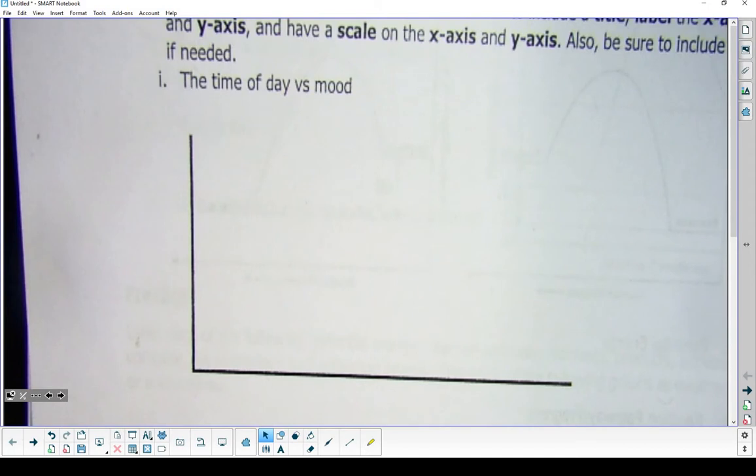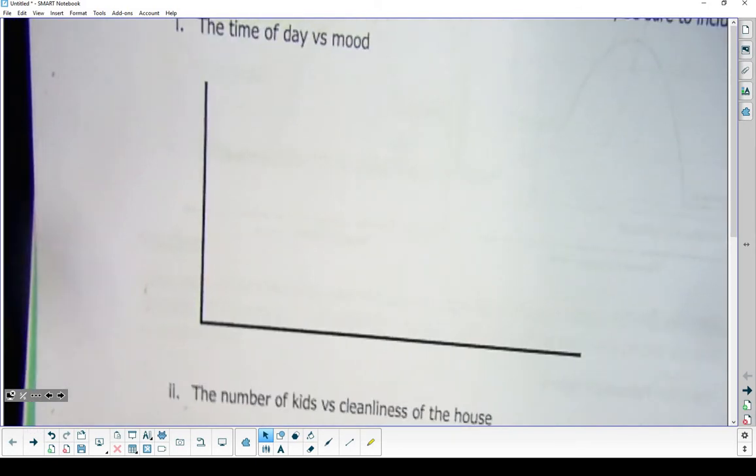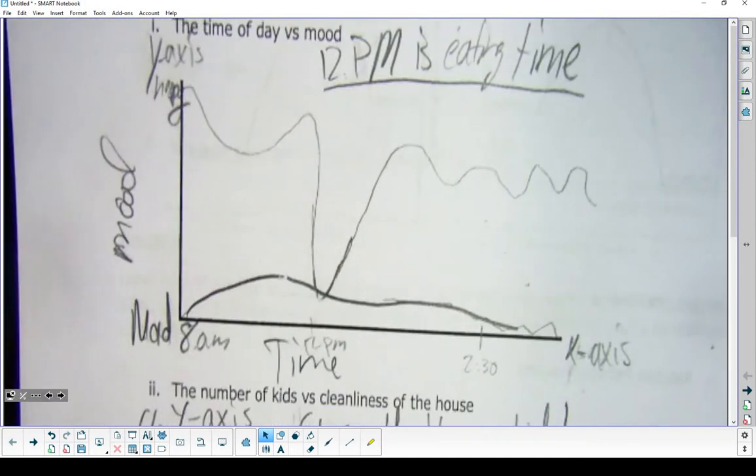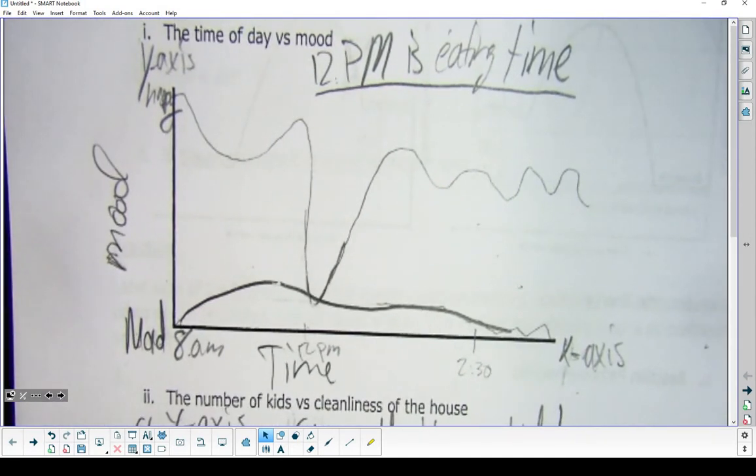Let's see. Omar, come share your graph, your first one. Just come bring it up here and put it up here. And then tell us about it. There's no right or wrong, guys. There's no right or wrong. This is opinions. Okay. So just sort of talk it through. Get it up here so they can see.